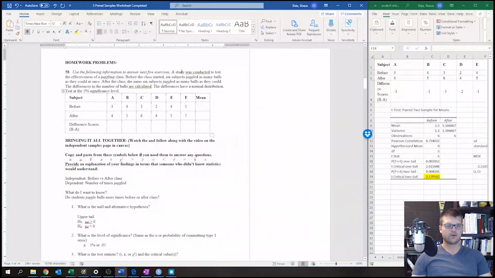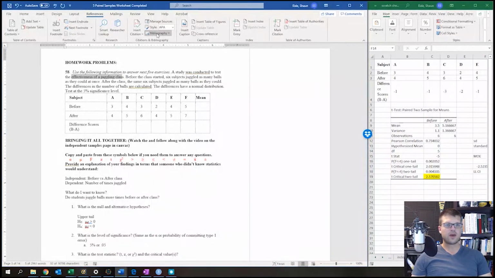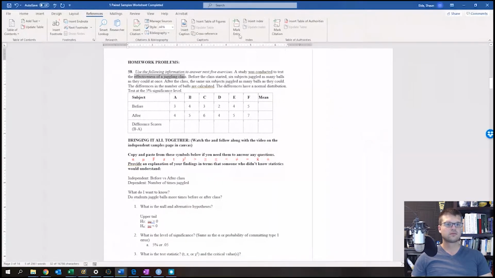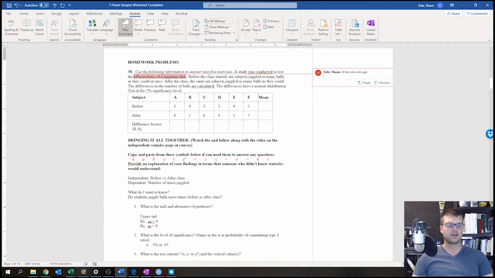So let's label a few things. First of all, effectiveness of a juggling class. This right here, we're going to make a comment. We've got the independent variable, okay? Essentially, you've got the treatment. The treatment is the juggling class.